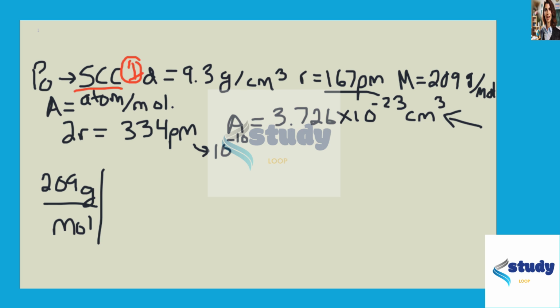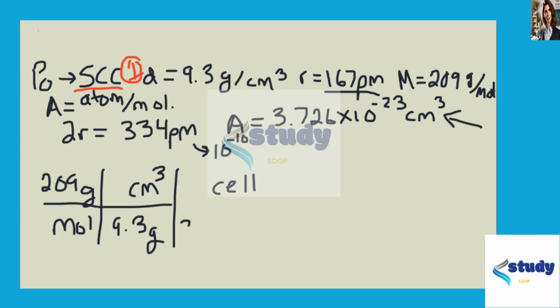So to do this, we're going to use these conversion factors to our advantage. So the next thing we're going to get to convert us from grams into terms of our unit cell is the density. So we're going to take our density and throw that in at this point. So we get 9.3 grams per cubic centimeter. We also just determined that per unit cell, we have 3.726 times 10 to the negative 23rd cubic centimeters.